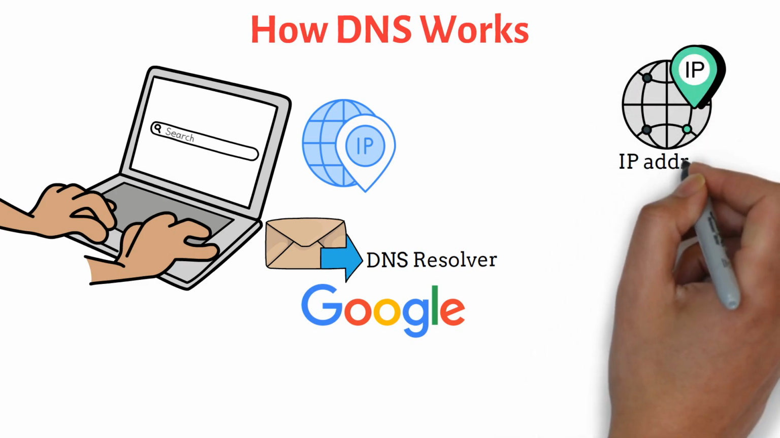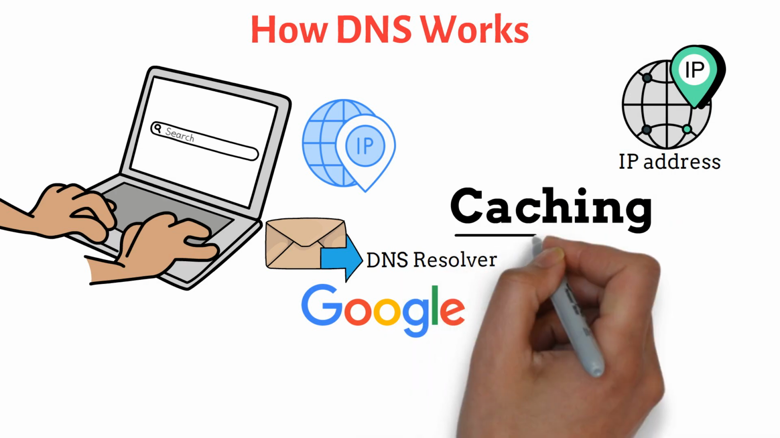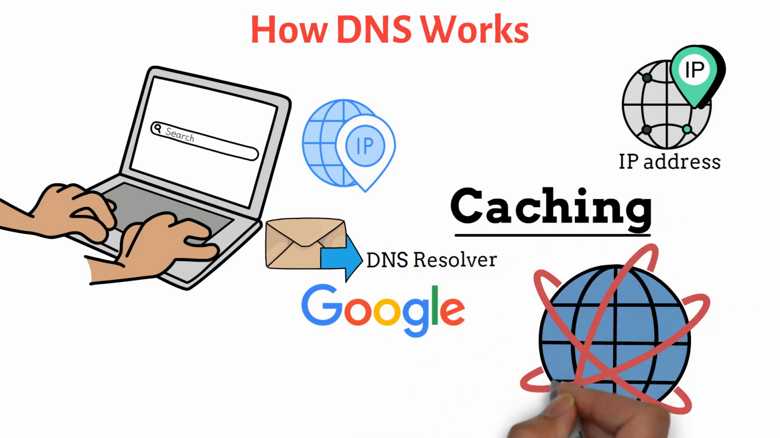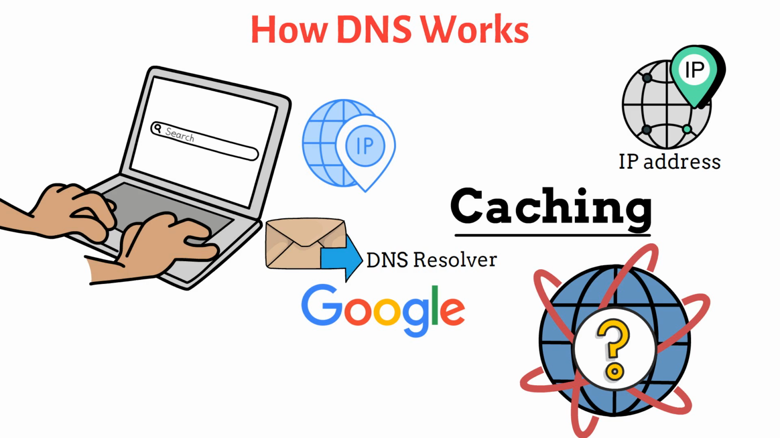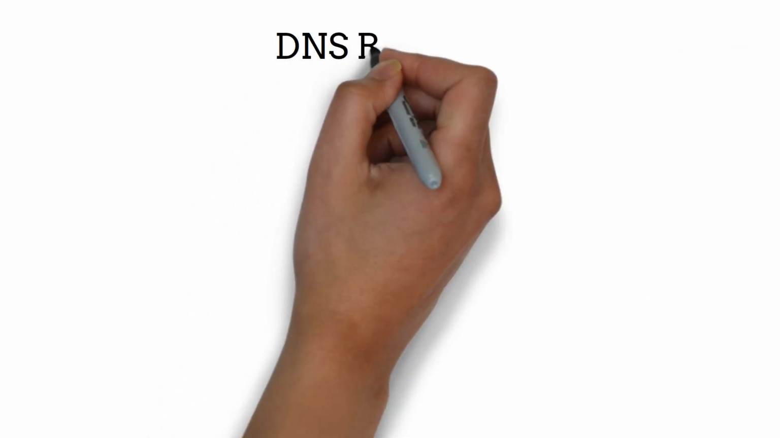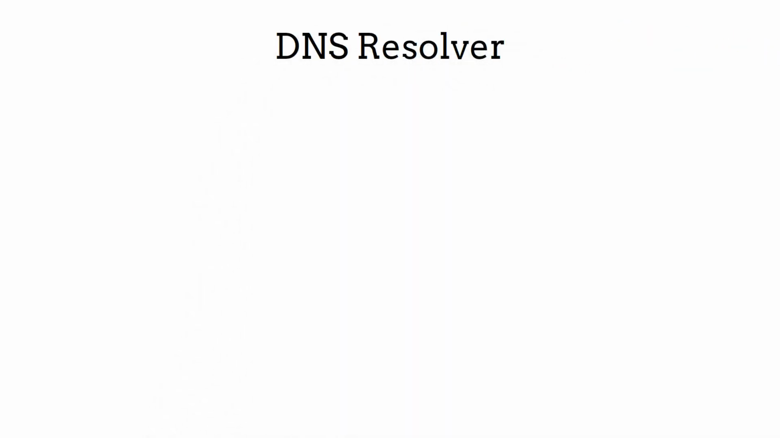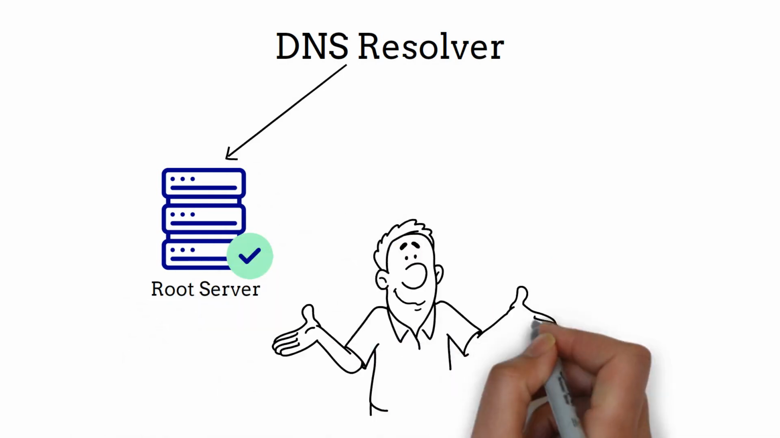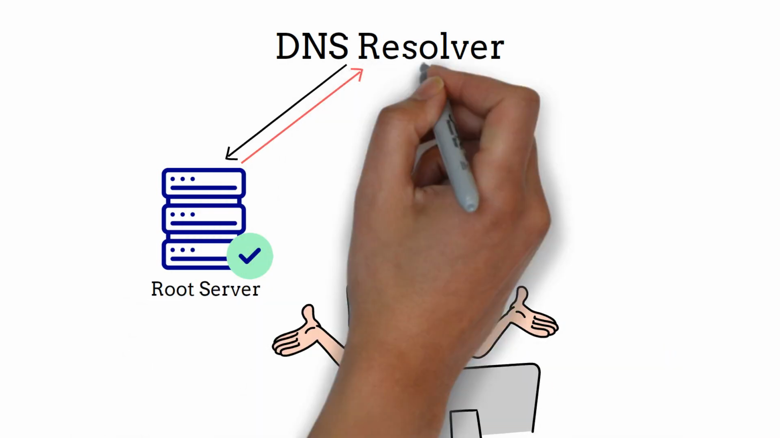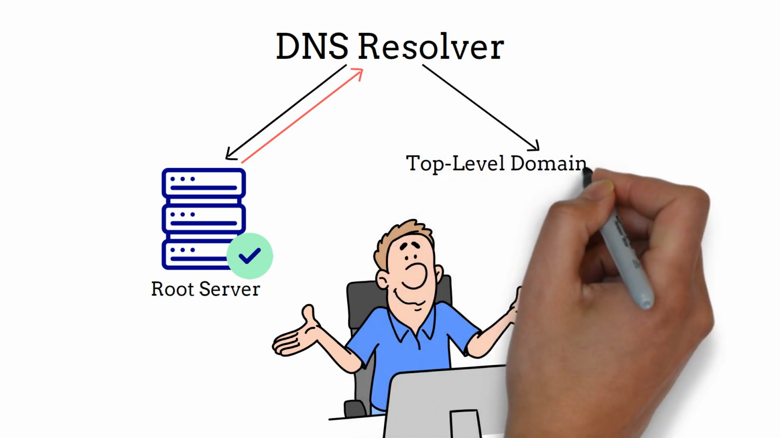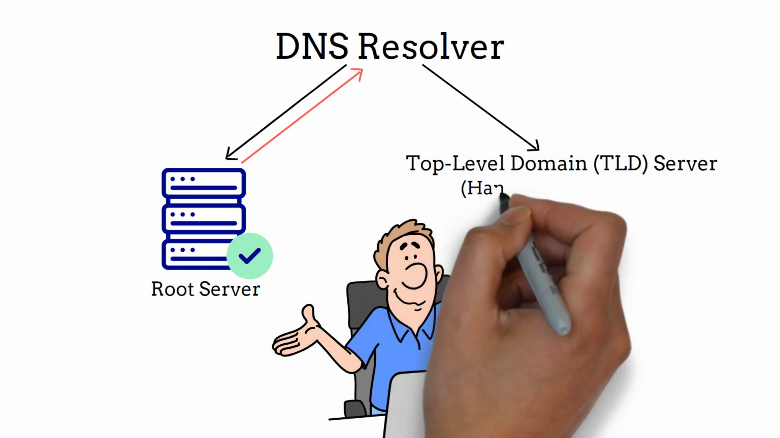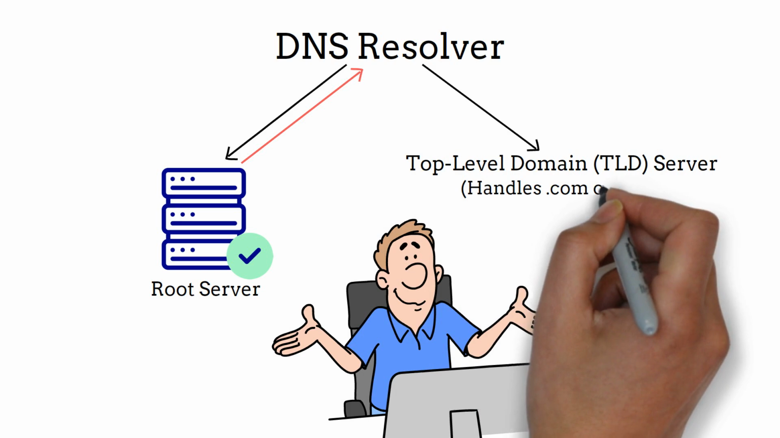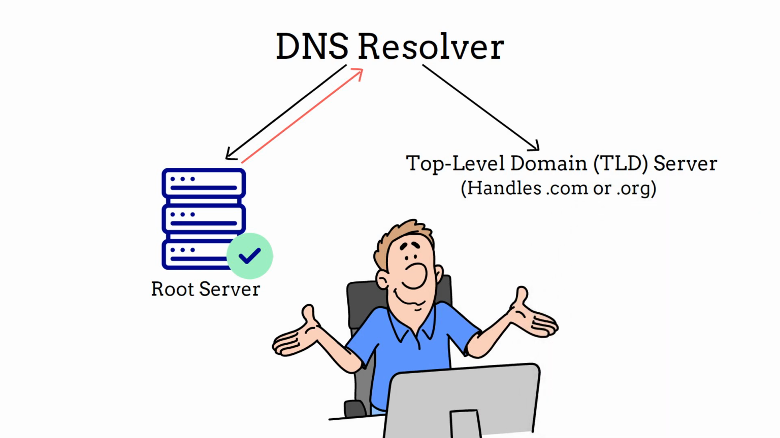The resolver checks if it already knows the IP address. This is called caching. If it doesn't, the resolver has to ask a series of servers. The DNS resolver first asks the root server for help. This server doesn't have the exact answer, but it points the resolver to the top-level domain, TLD, server, which handles specific domain extensions like .com or .org.